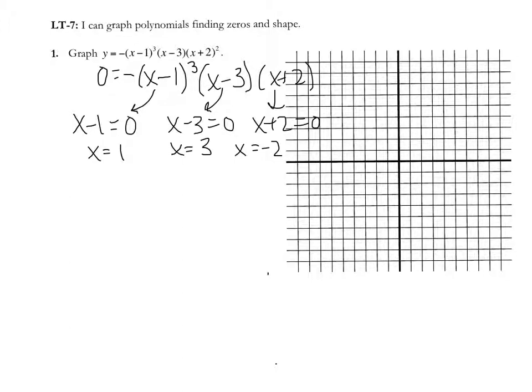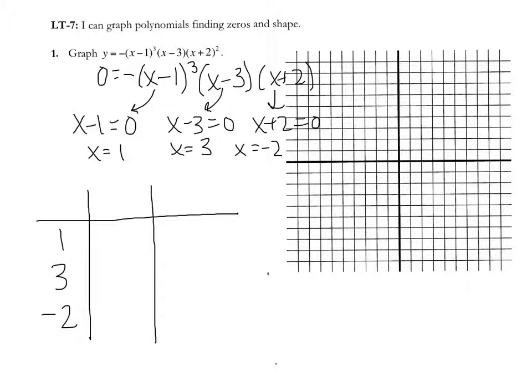Now, as you know from class, I usually like to set up a nice little table where I list out my x-intercepts, and I also list out their multiplicities and the appearance of the graph. So in this first column I like to put my x-intercepts, then their multiplicities, then the appearance of the graph based on the multiplicities.